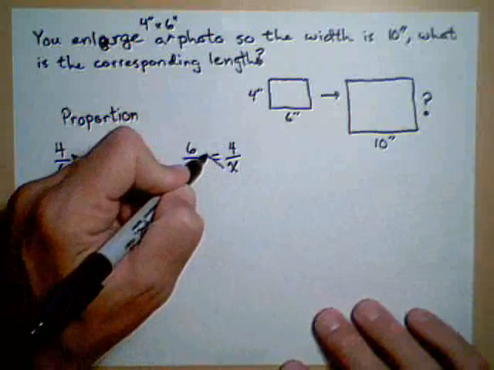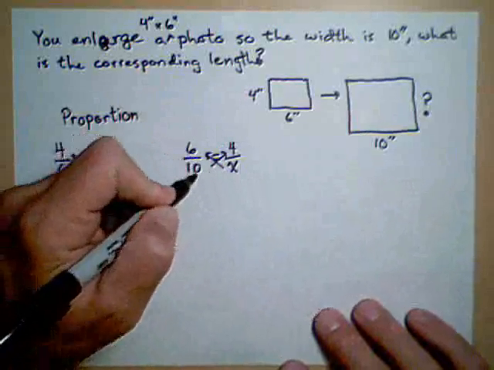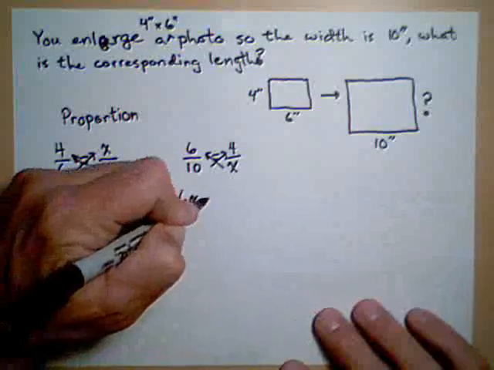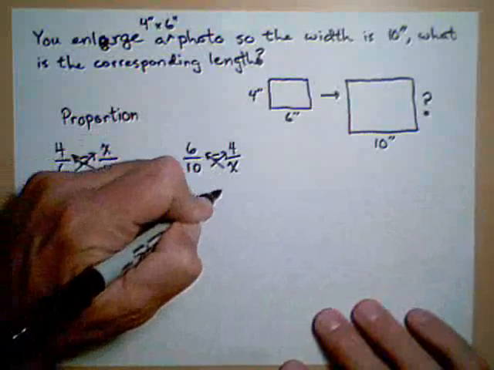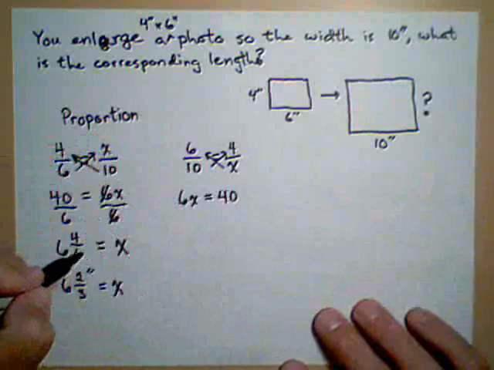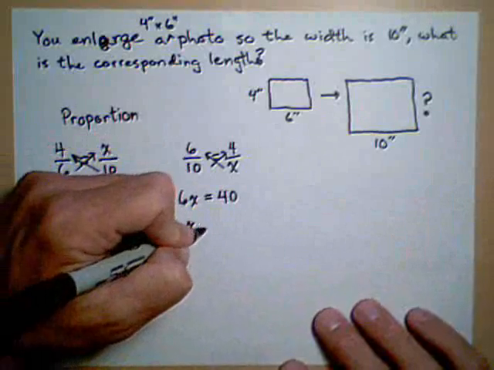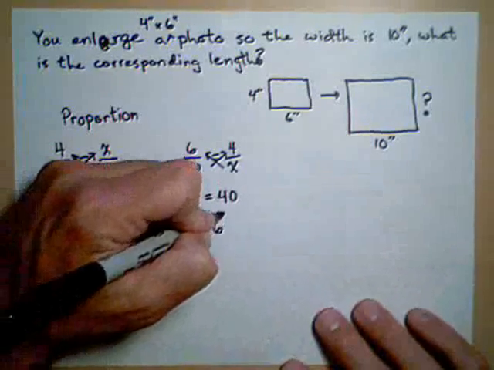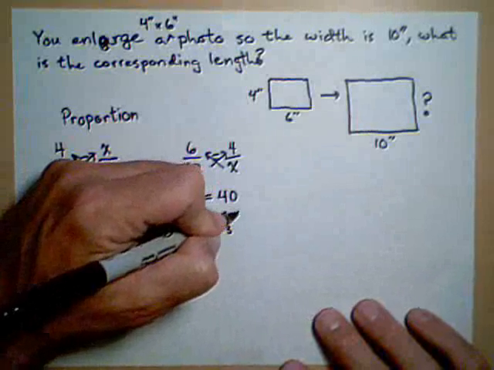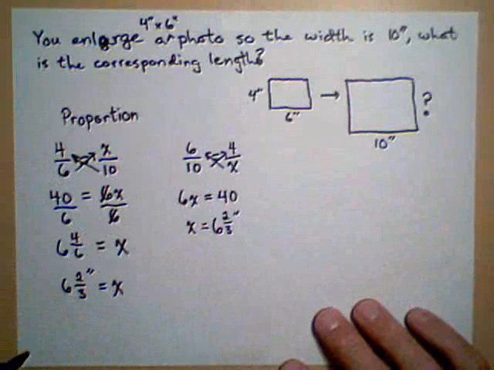Now again, we can cross multiply, and we get 6 times x on the left hand side equals 4 times 10, which is 40. And we know from solving this before that x is going to be equal to 6 2/3 inches. So that's two ways of setting up a proportion.